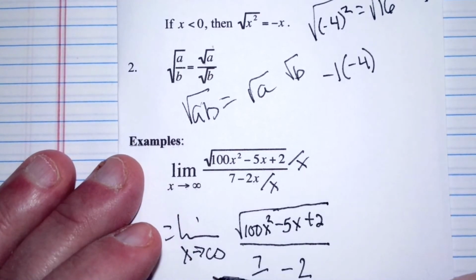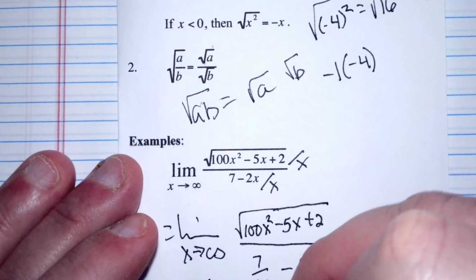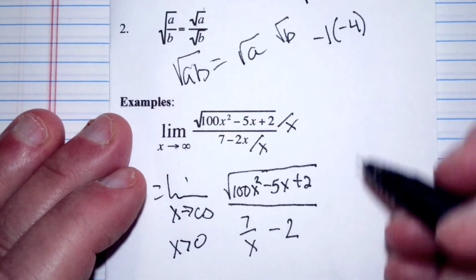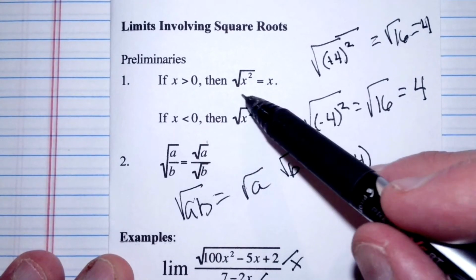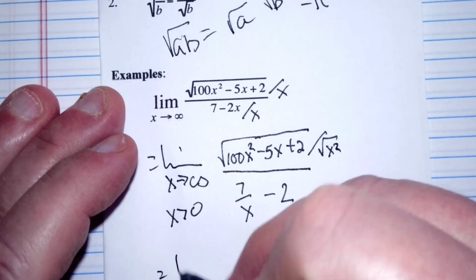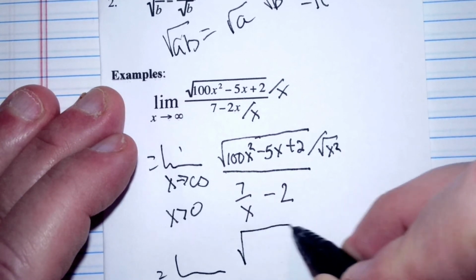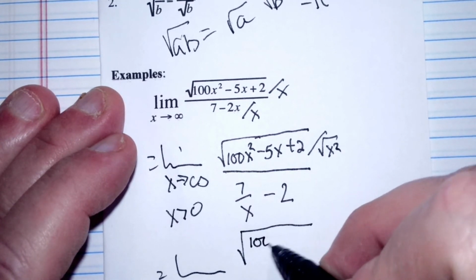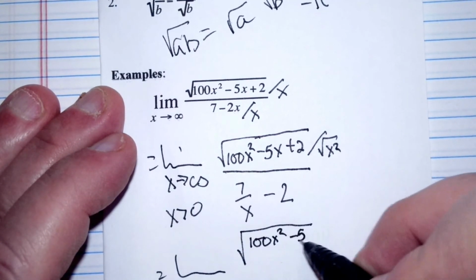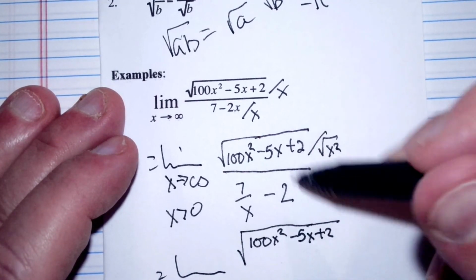Now, we're looking at the limit as x tends to positive infinity. So are we more interested in the positive values of x or the negative values of x? The positive values of x. So if x is positive, that means that the square root of x squared is equal to x. And so this x is equal to the square root of x squared. Now, since we've got a square root divided by a square root, we can turn that into a single square root.